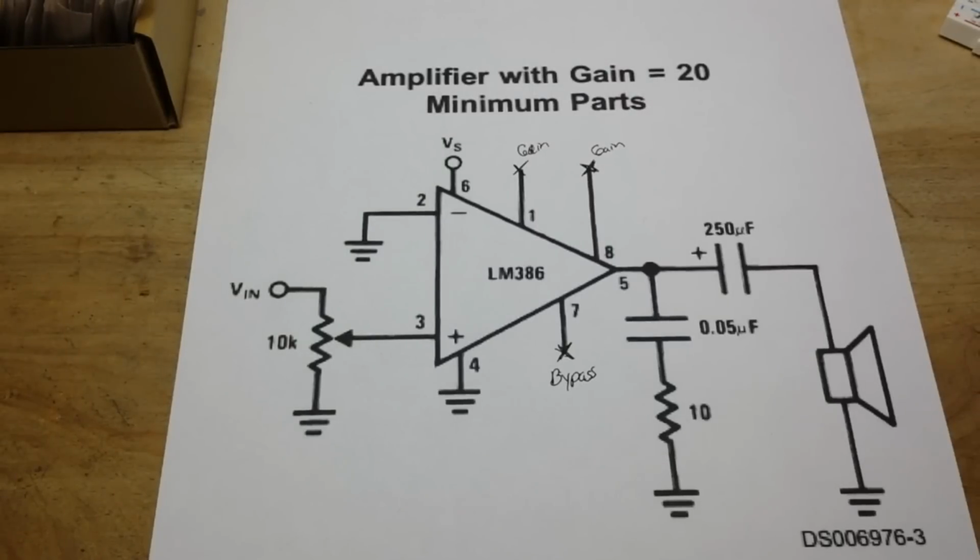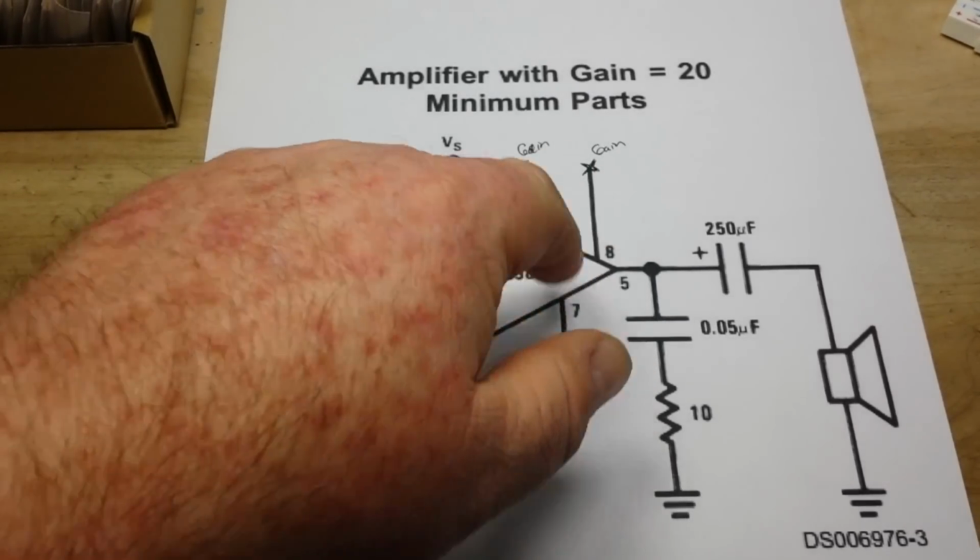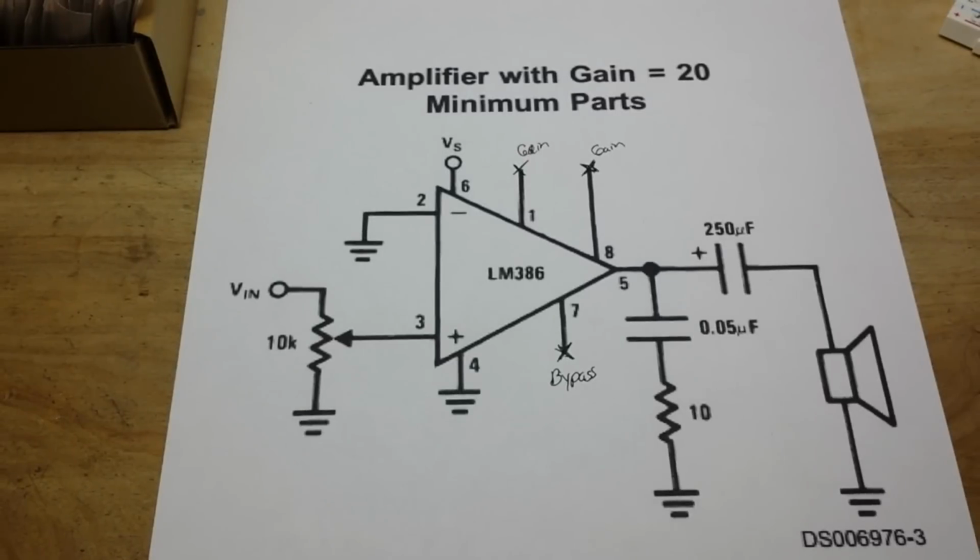Okay, I think we're ready to go and get started. You can see we have our circuit diagram here. And there are 3 pins we will not be connecting, 1, 8, and 7. 1 and 8 are where you can connect, I believe it's a capacitor for external gain. And then 7 is a bypass that we're not going to be using either.